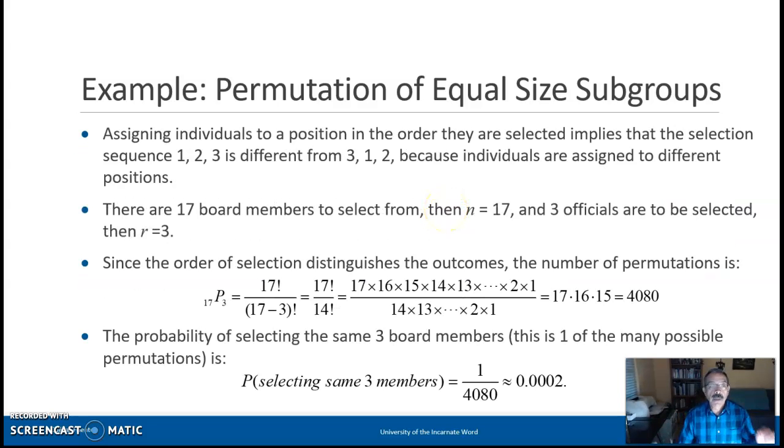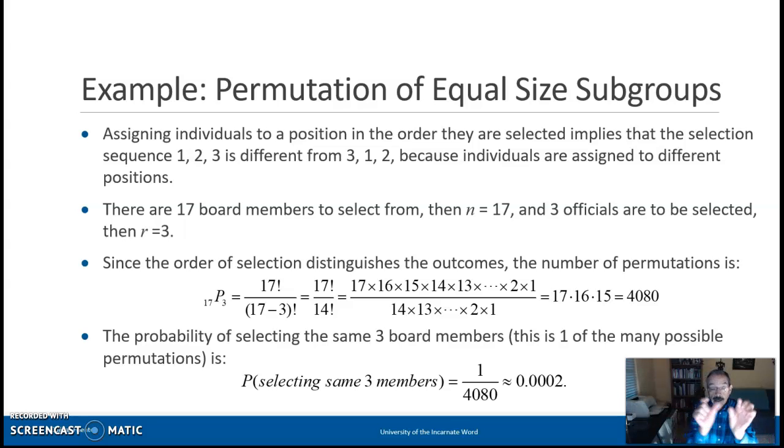All right, first of all, let's realize that this is a permutation. Why? Because if you assign individuals to a position in the order that they are selected, that implies that the selection of individual 1, individual 2, and individual 3 is going to be different from individuals 3, 1, and 2. Because say 1 is assigned as the chair, 2 as the secretary, and 3 as the webmaster in that sequence. But if the sequence is 3, 1, 2, then individual 3 will be the chair, then individual 1 will be the secretary, and individual 2 will be the webmaster.